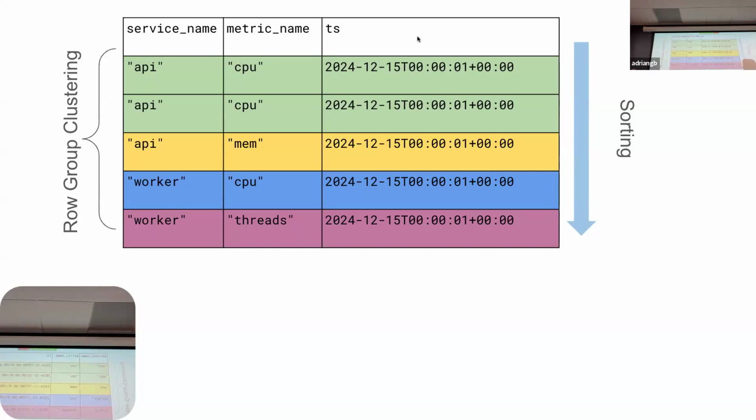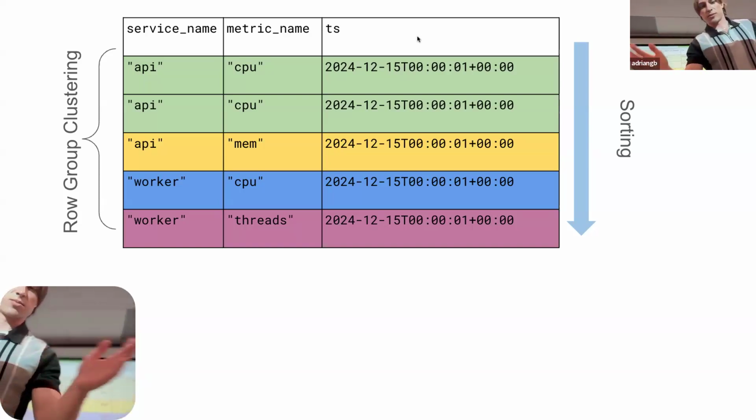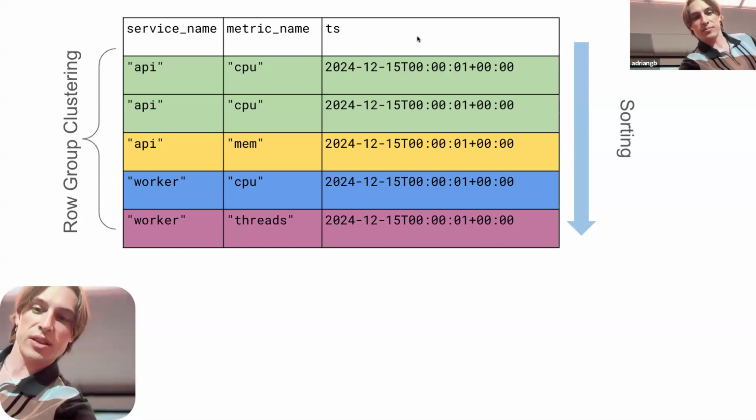And so looking up CPU usage for the service API becomes: you hit Postgres, that's 5 milliseconds. Then you go and get exactly the data you need from object storage, so 50 milliseconds or so, plus whatever time is needed for aggregations and stuff like that.